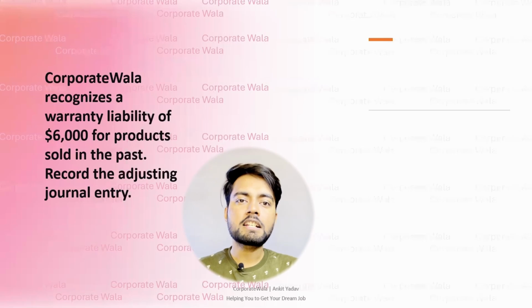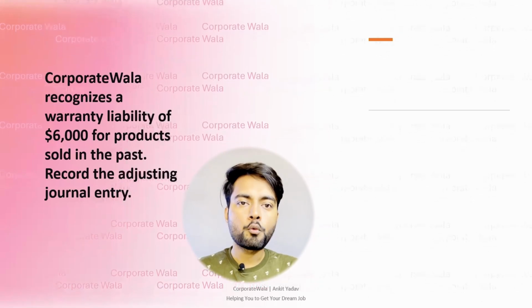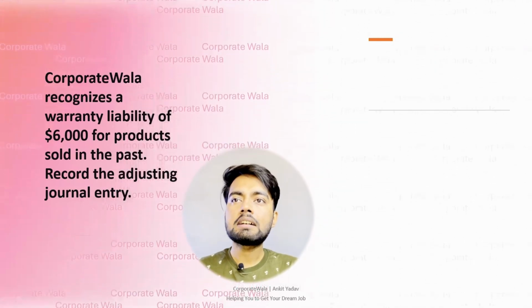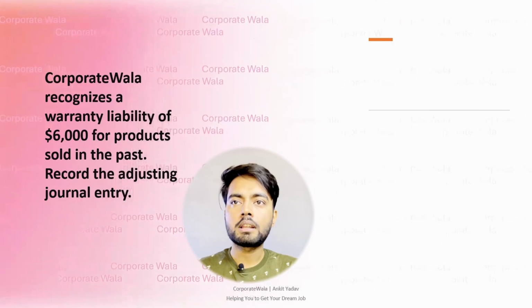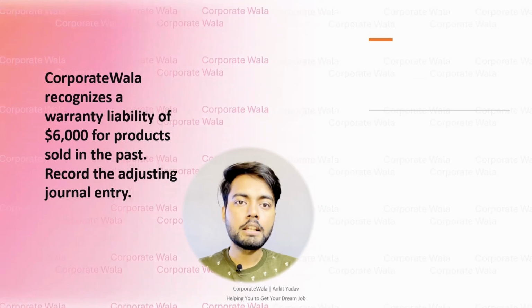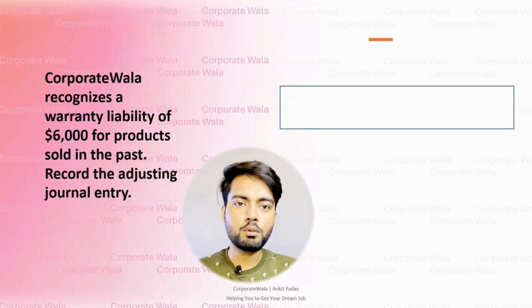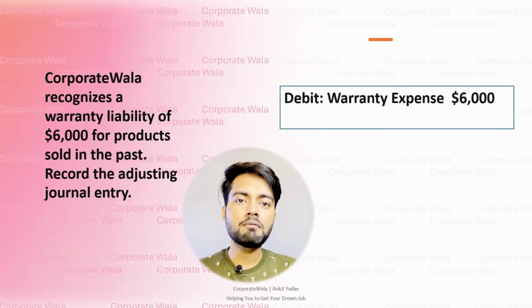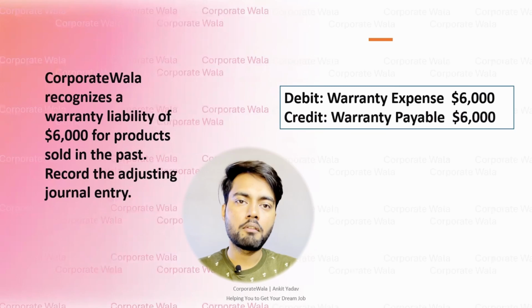Moving ahead, now let's talk about our second journal entry, which is: Corporate Wala recognizes a warranty liability of $6,000 for products sold in the past, and we need to record this adjustment entry. What will happen? You need to record a warranty expense and against that you need to create a liability. So what will be our entry in that case? We will debit the warranty expense account in order to record the expense and we will create a warranty liability, which we can also call warranty payable.